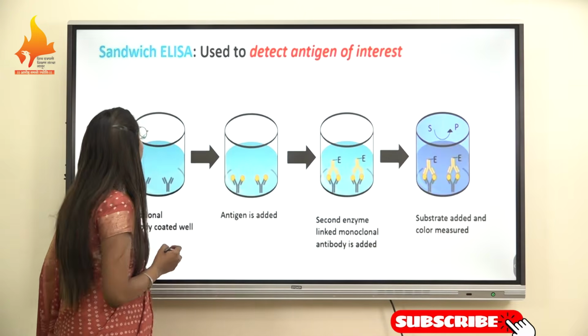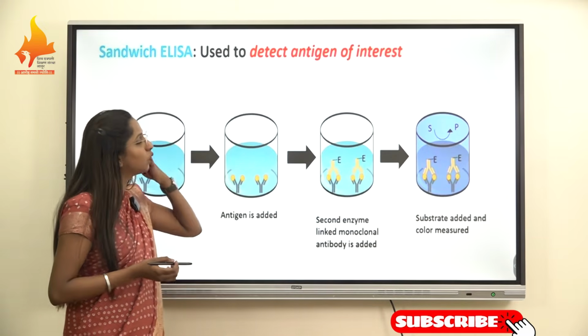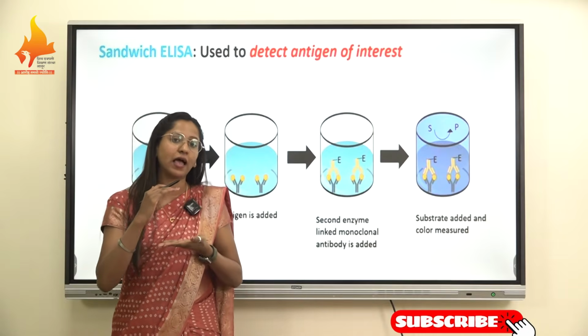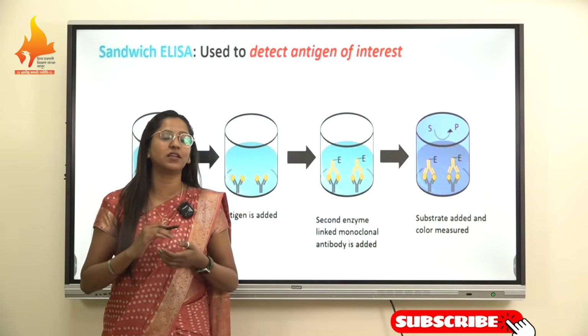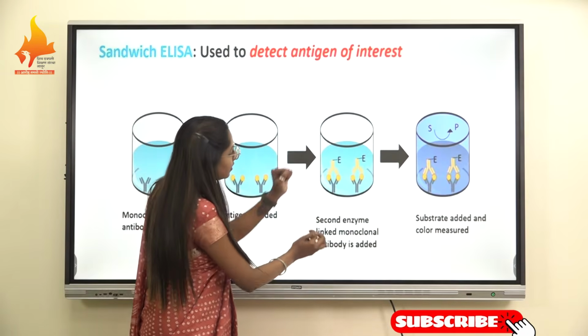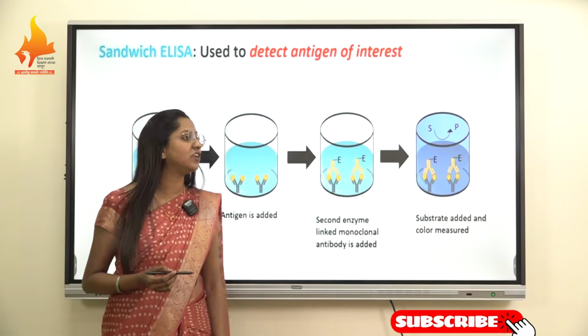Next, coming to the very next type, that is called sandwich ELISA. Now, from the name itself, you can analyze. Sandwich means what? There are two layers of bread, and in between them, what is there? There is a stuffing. Similarly, there are two antibodies like this, and in between them, there is the presence of antigen.